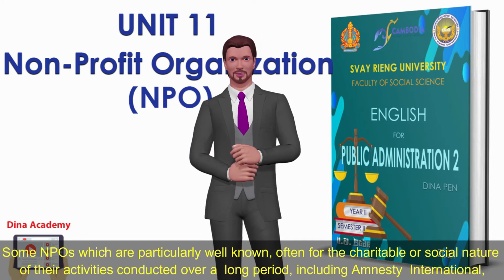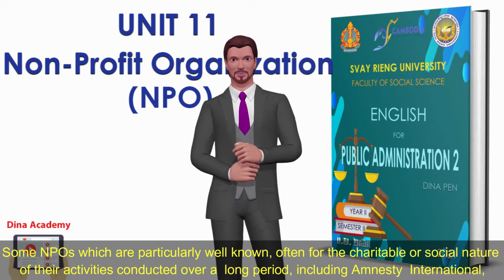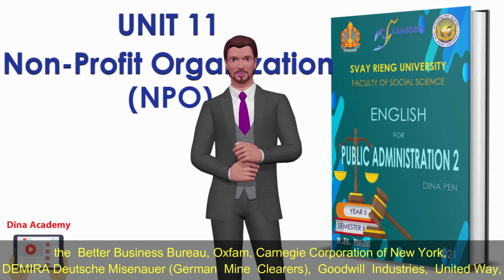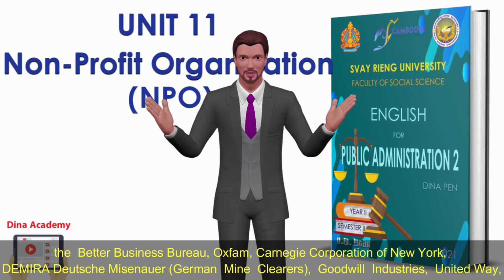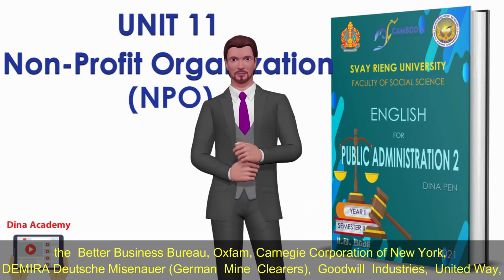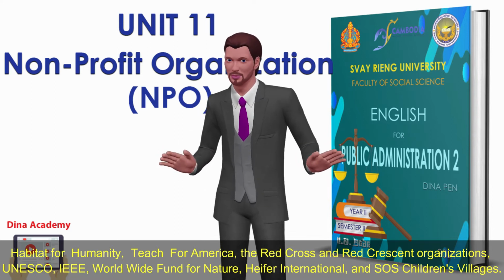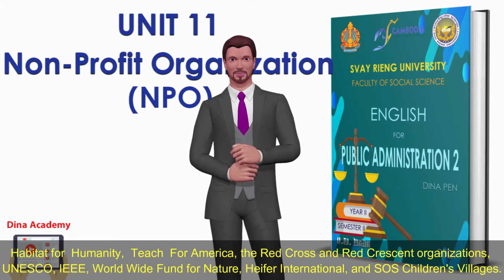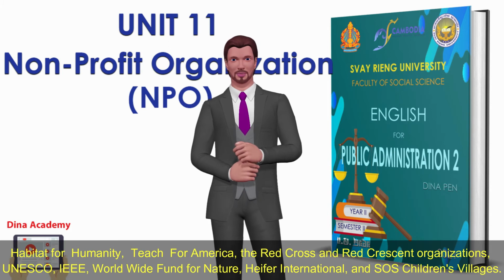Some NPOs are particularly well known, often for the charitable or social nature of their activities conducted over a long period, including Amnesty International, the Better Business Bureau, Oxfam, Carnegie Corporation of New York, German Mine Clearers, Goodwill Industries, United Way, Habitat for Humanity, Teach for America, the Red Cross and Red Crescent organizations, UNESCO, IEEE, Worldwide Fund for Nature, Heifer International, and SOS Children's Villages.